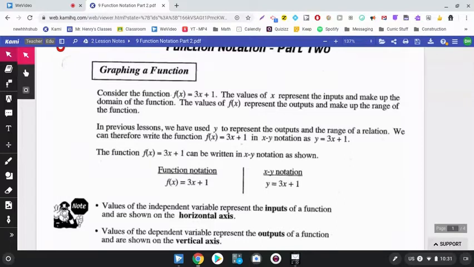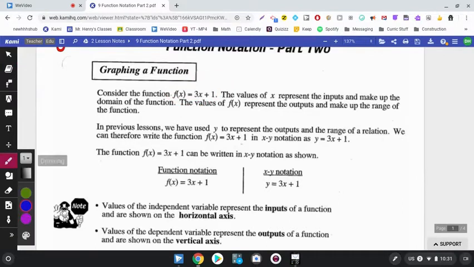So yesterday we looked at function notation, and really all it came down to is if I have something like this, f of x equals 3x plus 1, well, pretty much just y equals 3x plus 1, okay? Where I can talk about f of x, that's like the output, that's the y value. And then x, the thing inside the bracket, that's my input. That's like my normal x value.